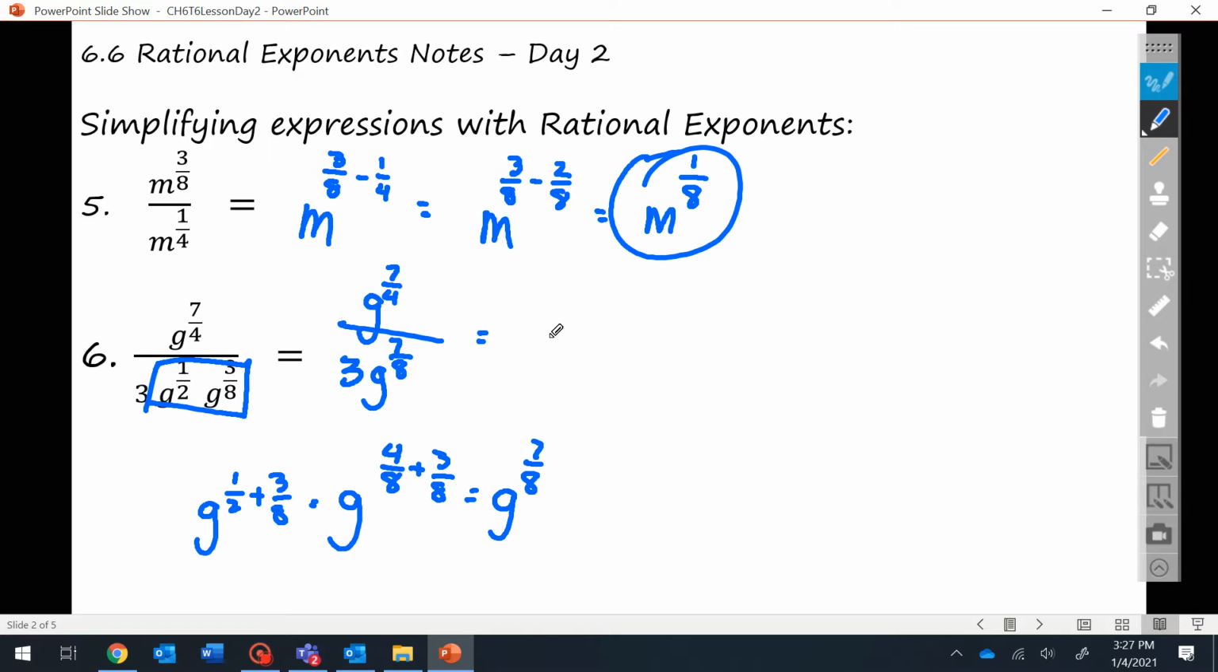Well, now I can combine these by using subtraction. I still have the 3 in the denominator. That's unfortunate, it's going to stay there. But in the exponent, I'll have 7/4 minus 7/8. I do need to use a common denominator here. So a common denominator would be 8. So it's 14/8 minus 7/8, and the 3 still in the denominator.